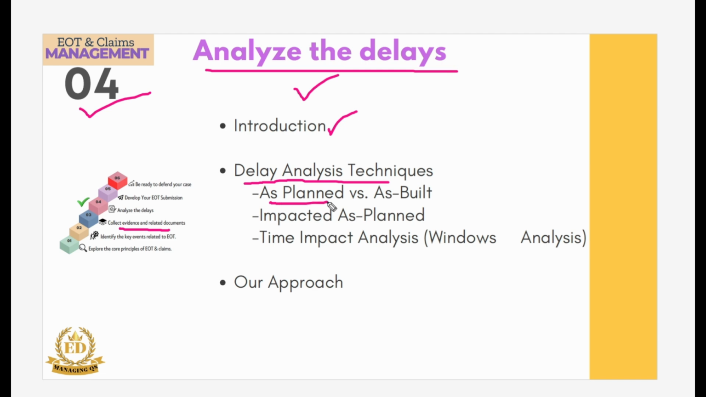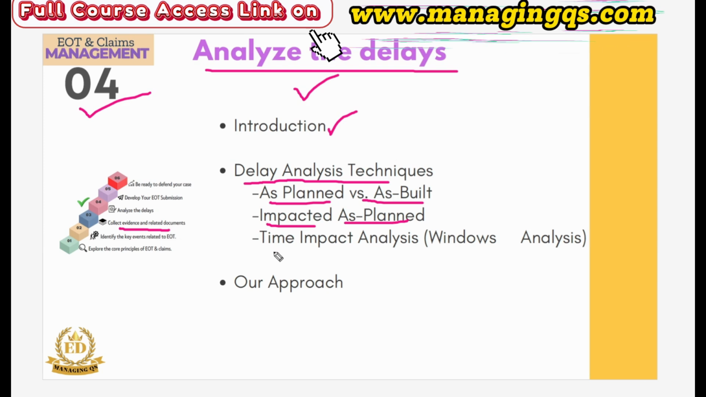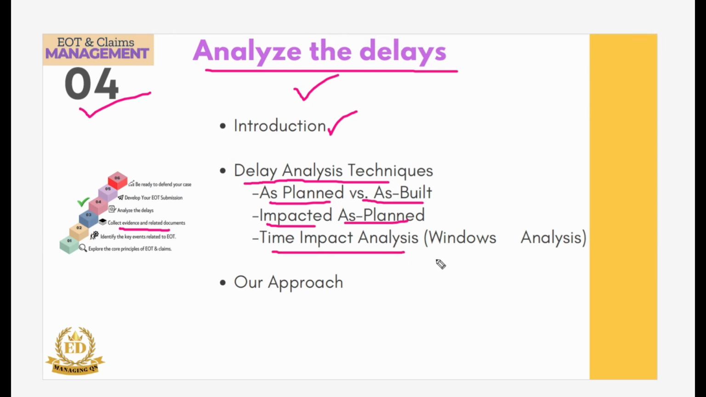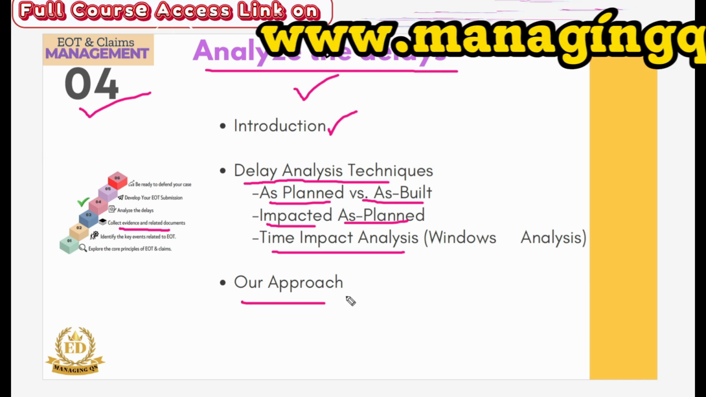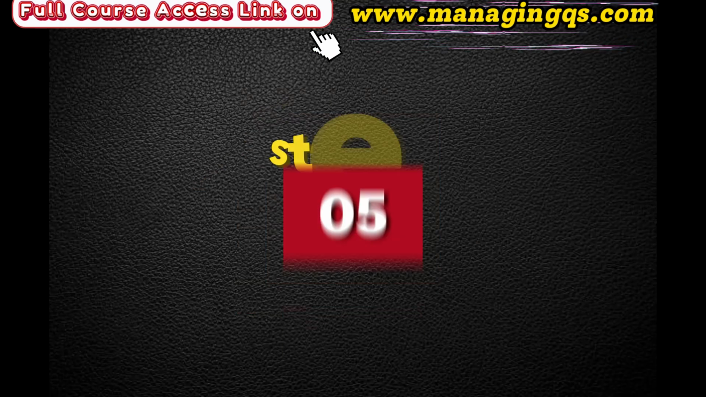The first one is the as-planned versus as-built. The second one is the impacted as-planned. The third one is the time impact analysis. So there are 3 methods we discuss in our course. Finally, our approach. In this topic we are going to discuss more ideas and strategies for our EOT submission process.